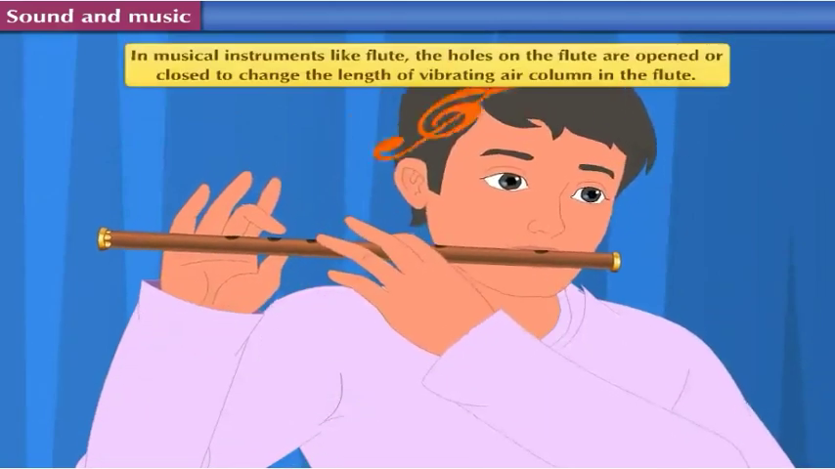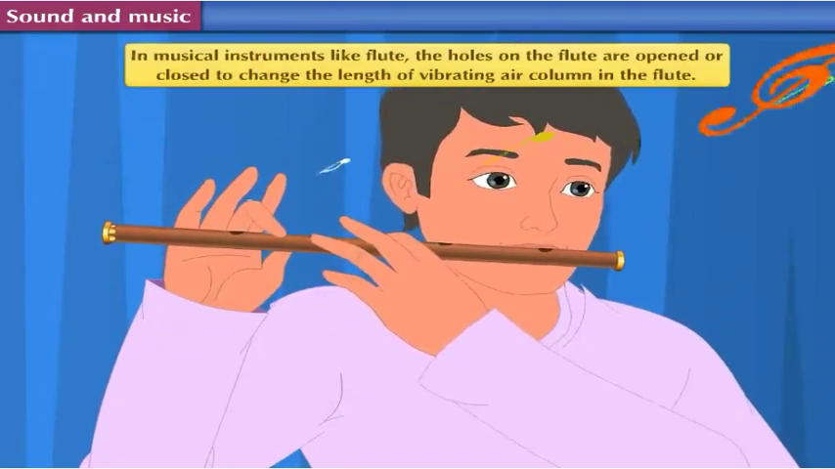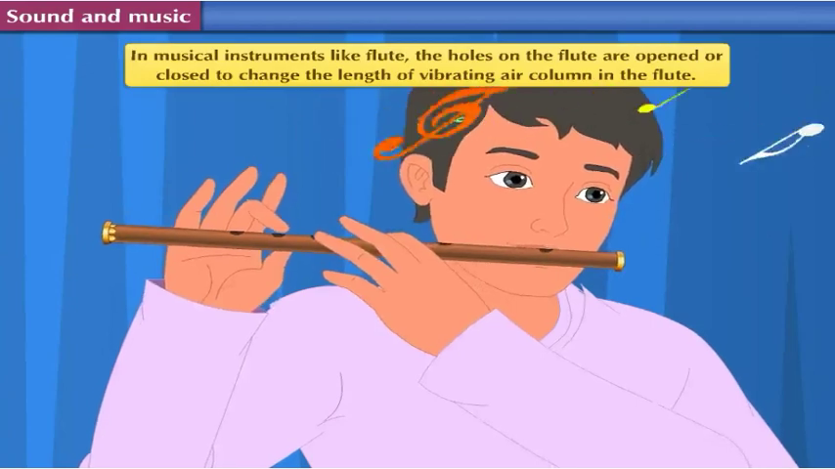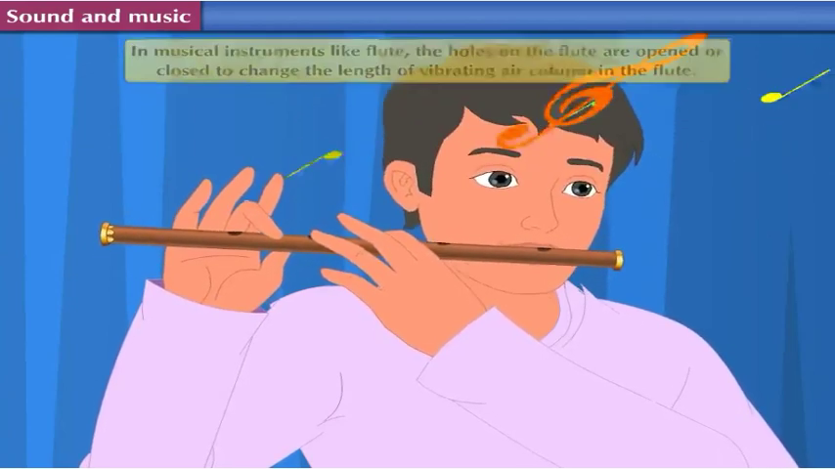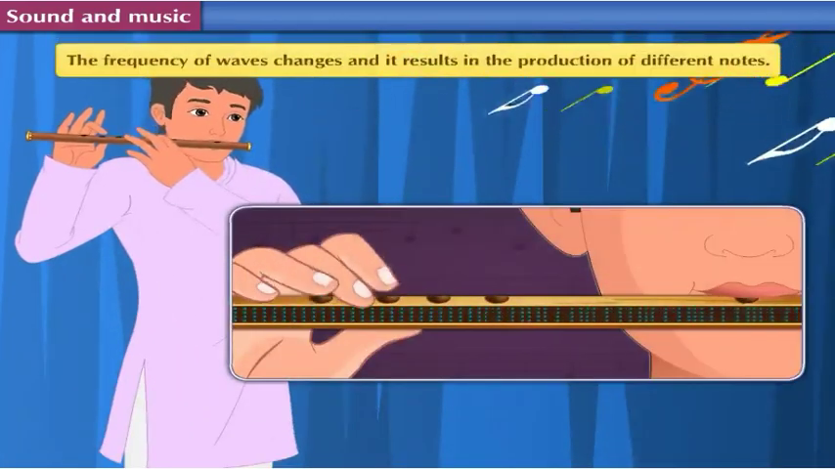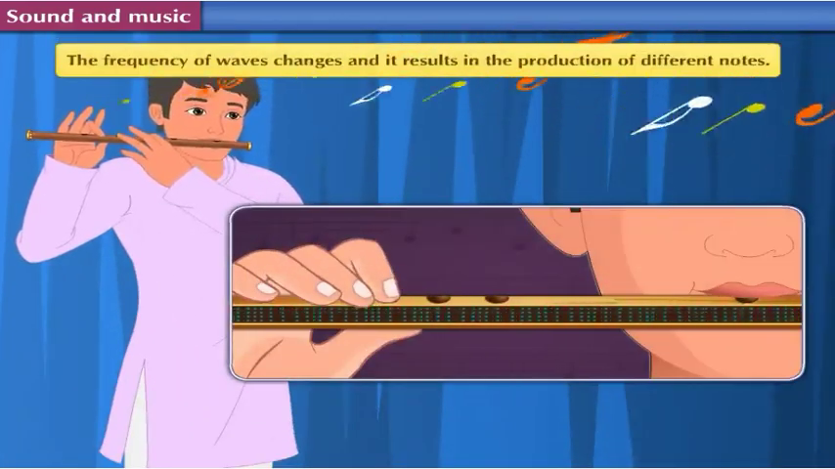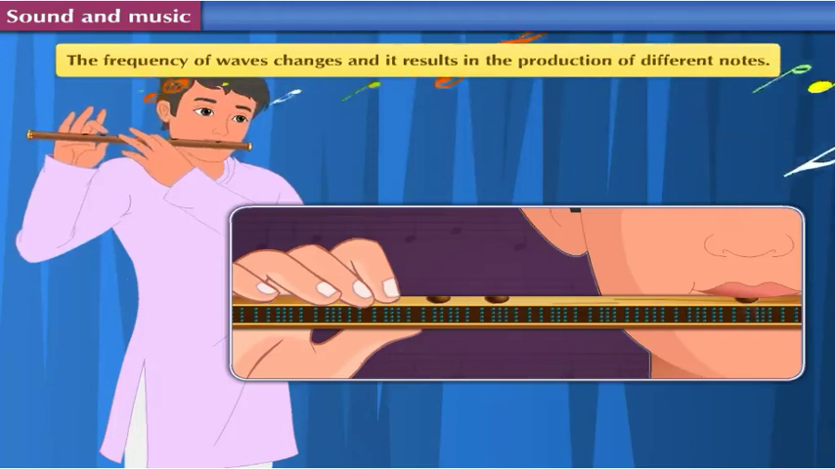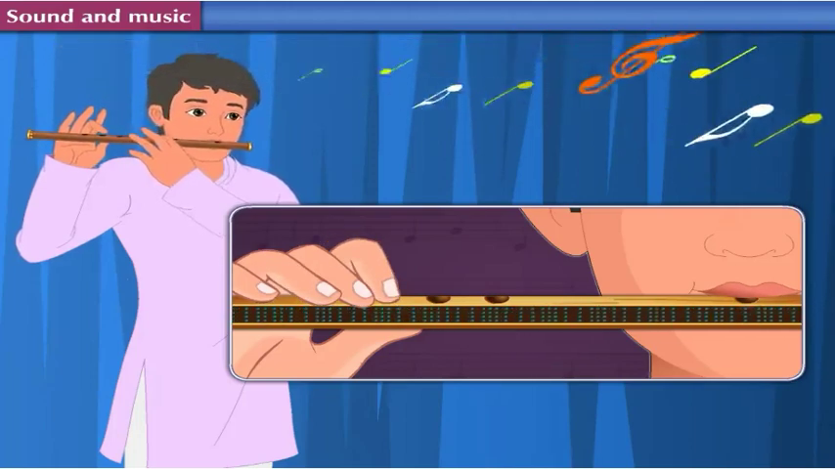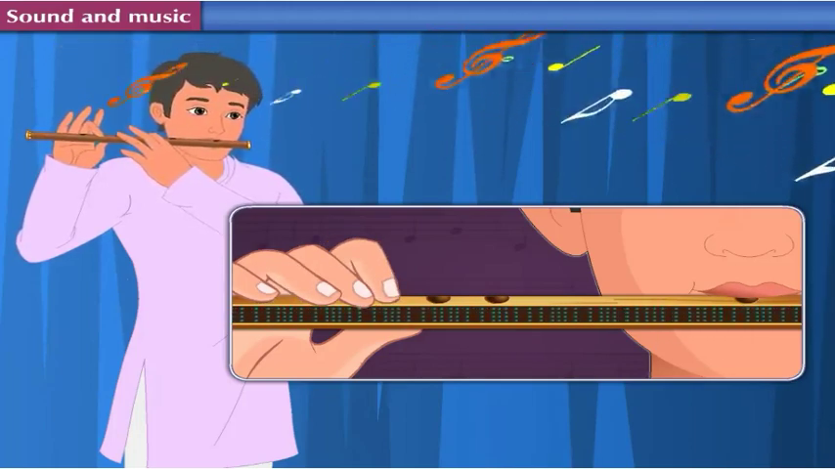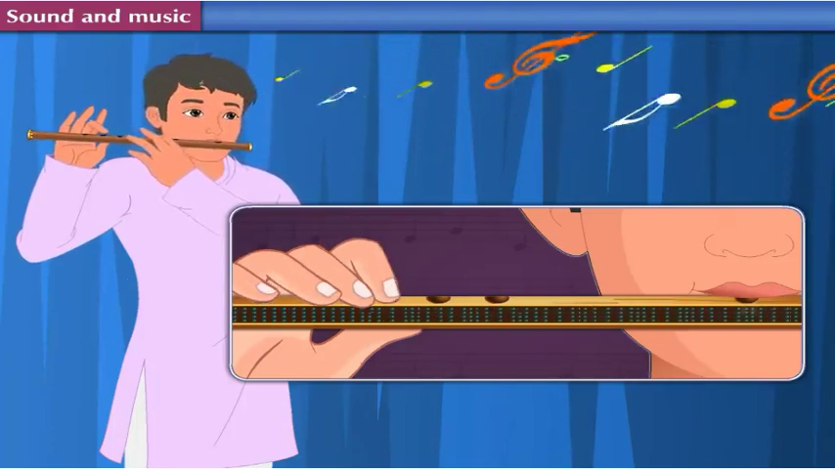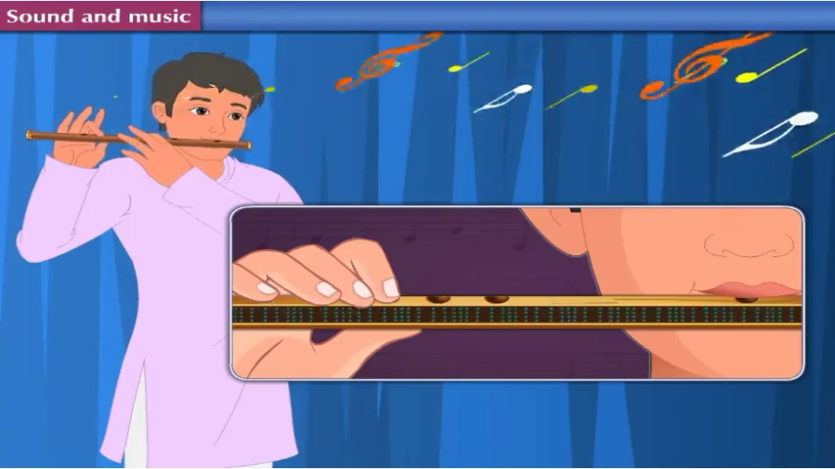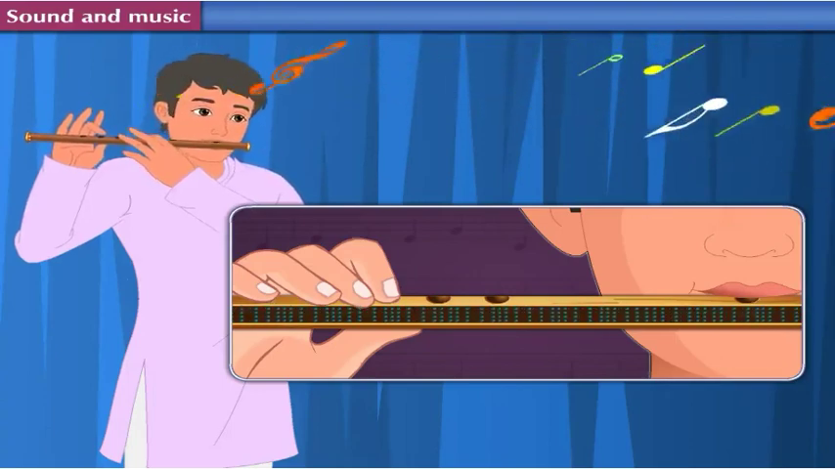In musical instruments like flute, the holes on the flute are opened or closed to change the length of vibrating air column in the flute. The frequency of waves therefore changes, and it results in the production of different notes. In flute, different notes can be generated by changing the way of air blowing also. Come, let us see some more musical instruments.